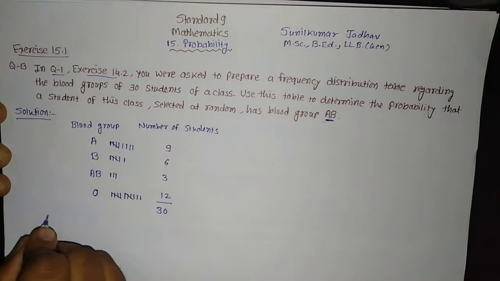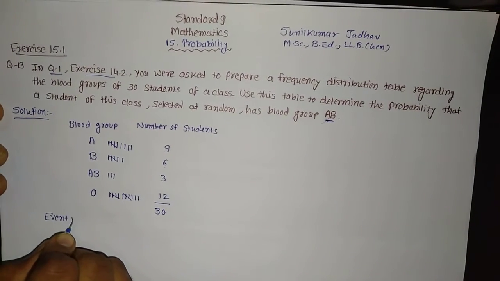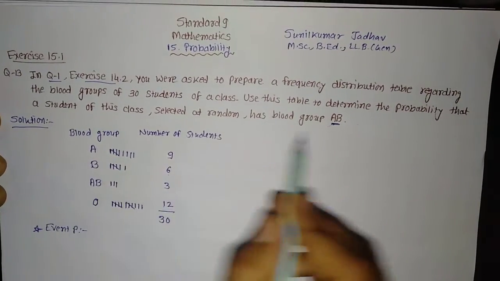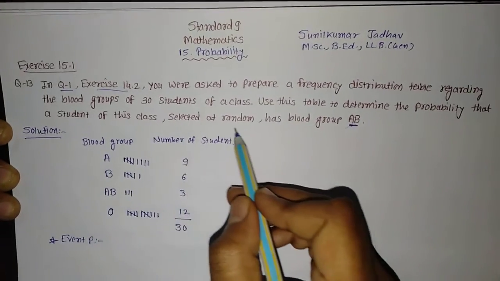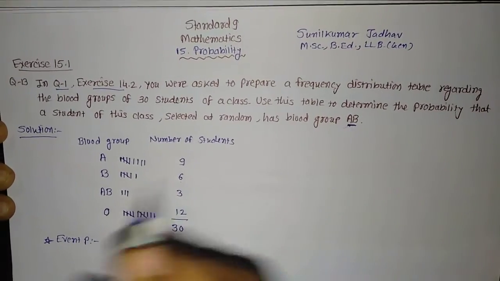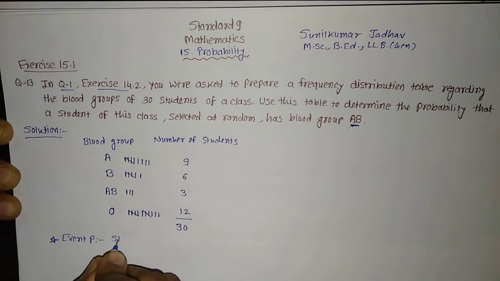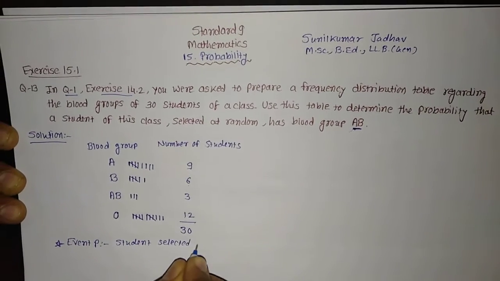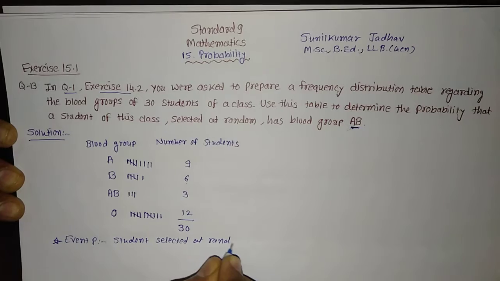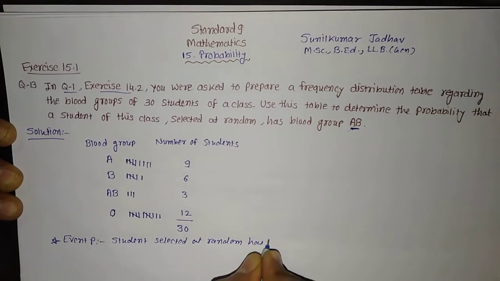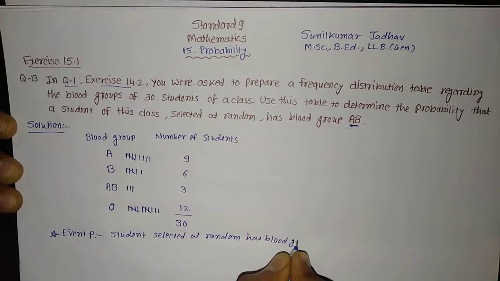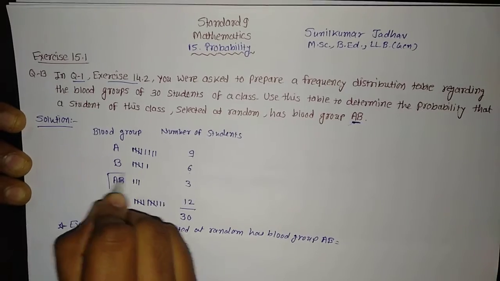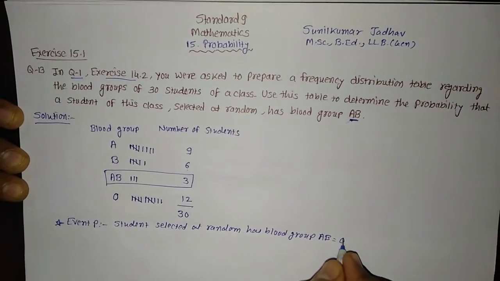Let us begin with it. I will give a name to that event. Let me say that event P. What is that event? Determine the probability that a student of this class selected at random has the blood group AB. So I will write it here: student selected at random has blood group AB. That is equal to how many students are there? You can see there are 3 students, so that is equal to 3.